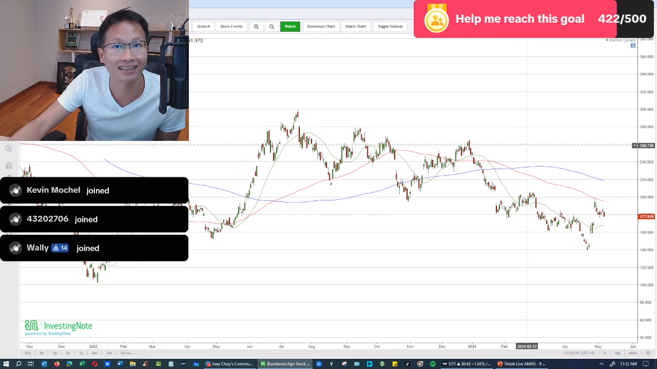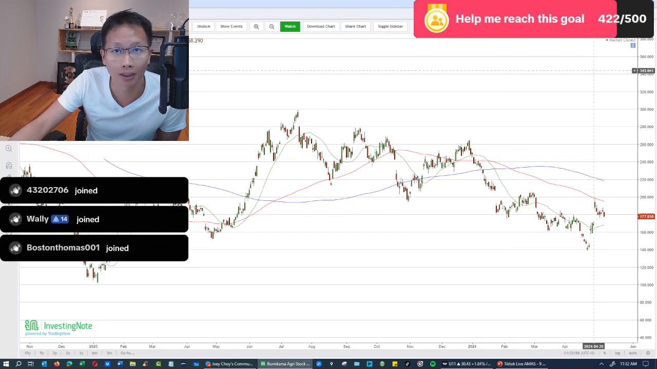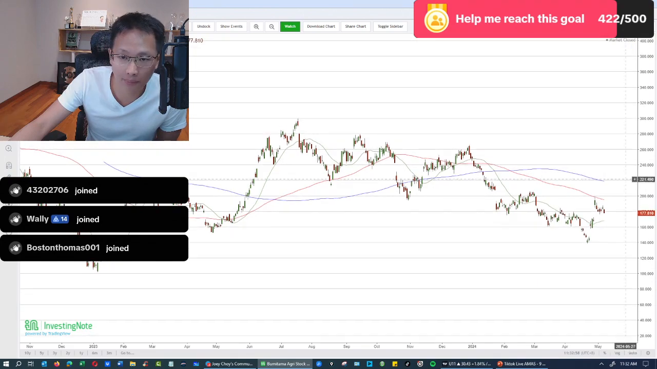This is Tesla, one of the popular stocks that a lot of people are asking about. All right, let's take a look at it right now.